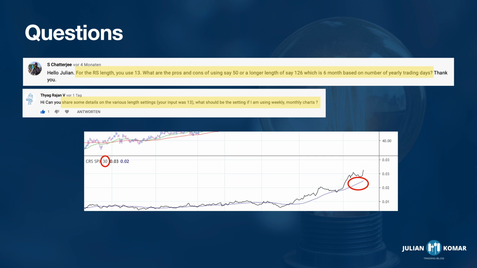You cannot set anything which regards the RS line itself. You cannot change anything about the RS line, because the RS line is always calculated day by day. It always compares the performance of the stock from today to the S&P 500 performance from today. So there is nothing you can change or set up or anything similar to this.